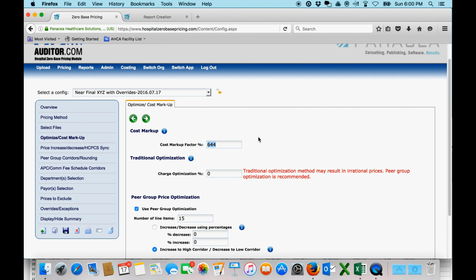So in effect, we did this through trial and error. We said, how much do we have to mark this up to achieve net revenue neutrality? And we backed into the 644, and in effect, using that approach, the markup is that high because it does have to account for those items I just listed. I'm going to uncheck this peer group optimization, and we'll get back to that later.